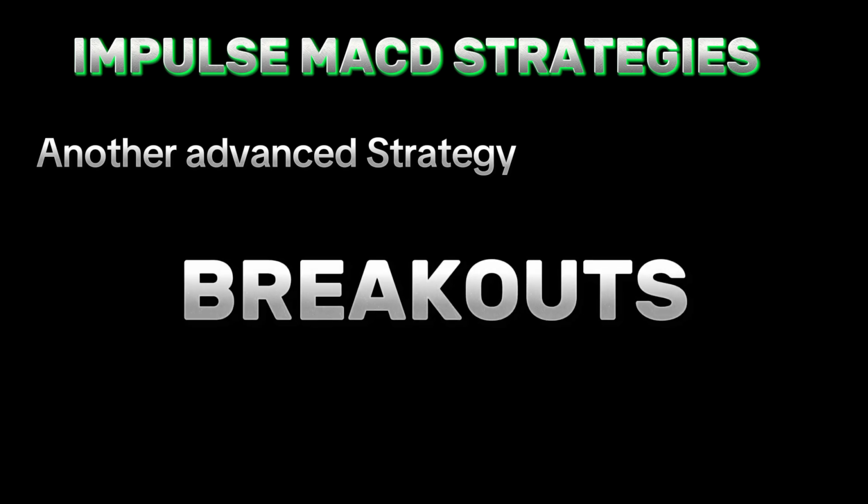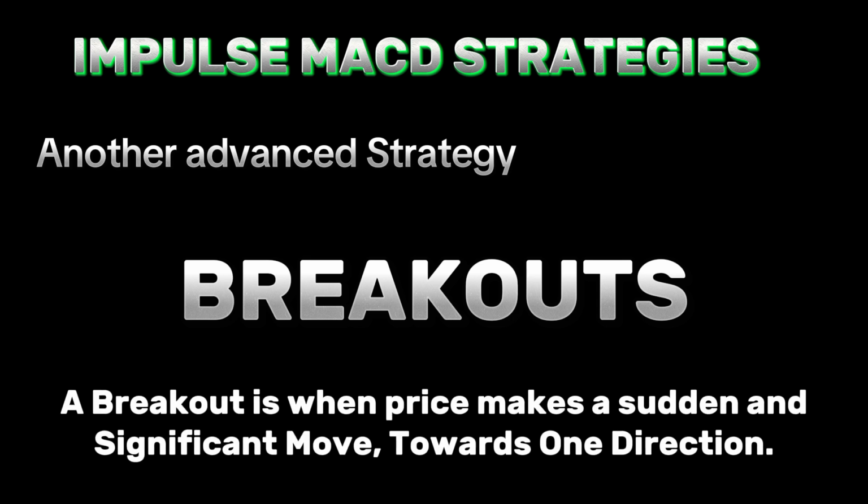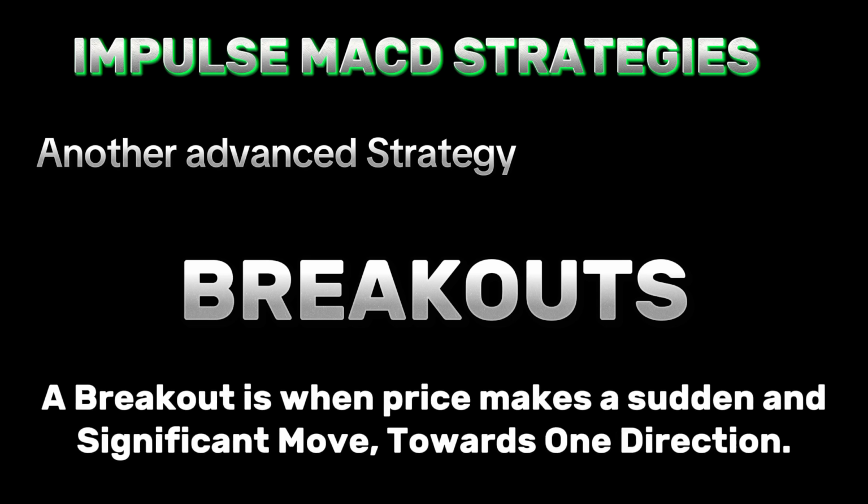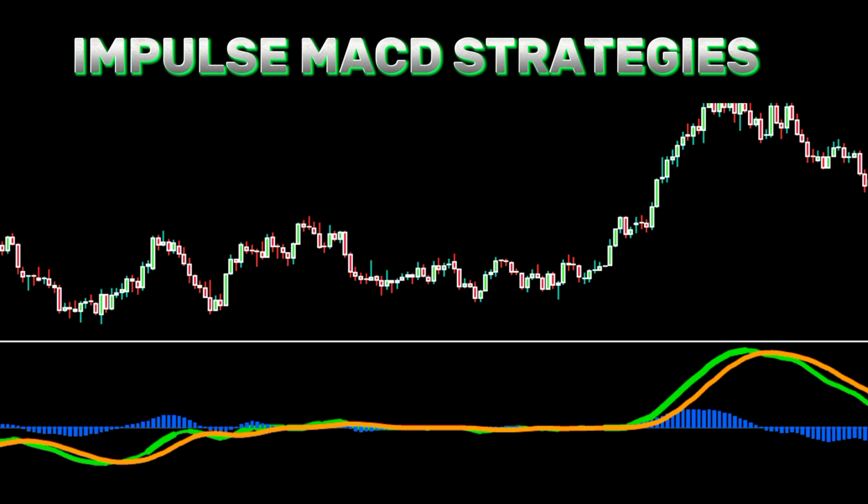Now, another advanced strategy that you can use to make money with the impulse MACD indicator is by using it to hunt breakouts. Now first, let's start with the definition. For the sake of the beginners watching this, a breakout is when price makes a sudden and significant move towards one direction. And if you could take advantage of these significant moves, it could result in a massive profit with minimal risk. And so, a common pattern that mostly happens is that the breakouts tend to form after a long period of ranging or sideways market.